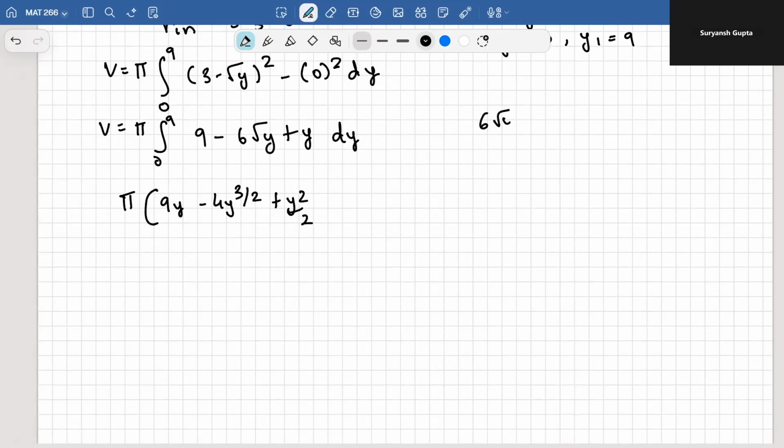So 6 root y can also be written as 6y to the 1 by 2. When I do the power rule to integrate it, I get 6y to the 1 by 2 plus 1, which is 3 by 2, divided by 3 by 2. And so this can also be written as 4y to the 3 over 2. And that's how I got this integral of minus 6 root y.